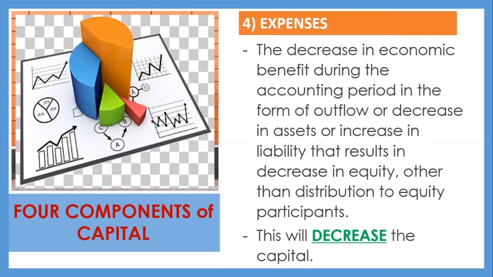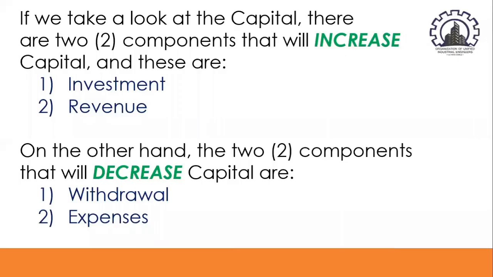Now, if we take a look at the capital, there are two components which will increase capital, and these are our investments and our revenues. On the other hand, the two components that will decrease our capital are withdrawals or drawings and expenses. Therefore, for the purpose of determining the normal balance of the account, the equation will be presented as follows.